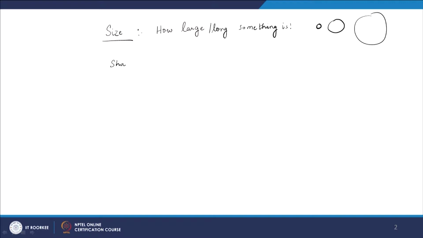Okay. So in general, while the size tells you about how large or long something is, let us say a sphere can be small, larger, even larger. This is what is captured by the size. The shape tells you what it looks like.